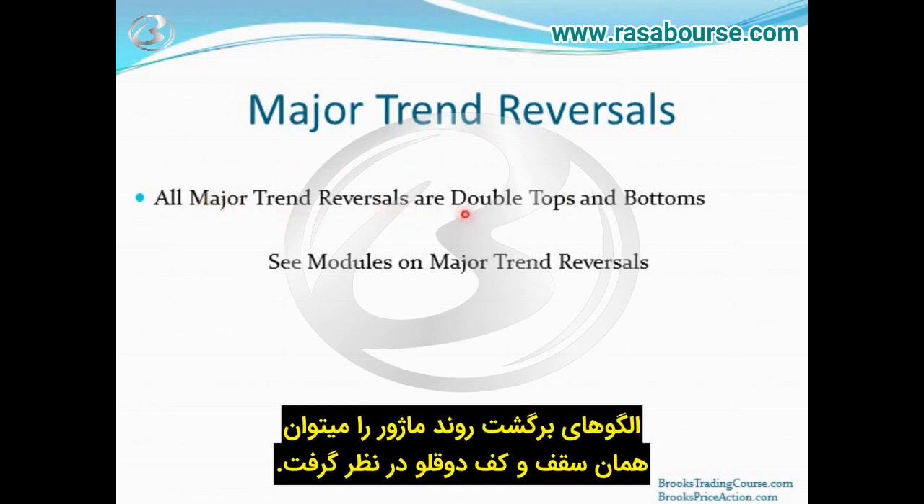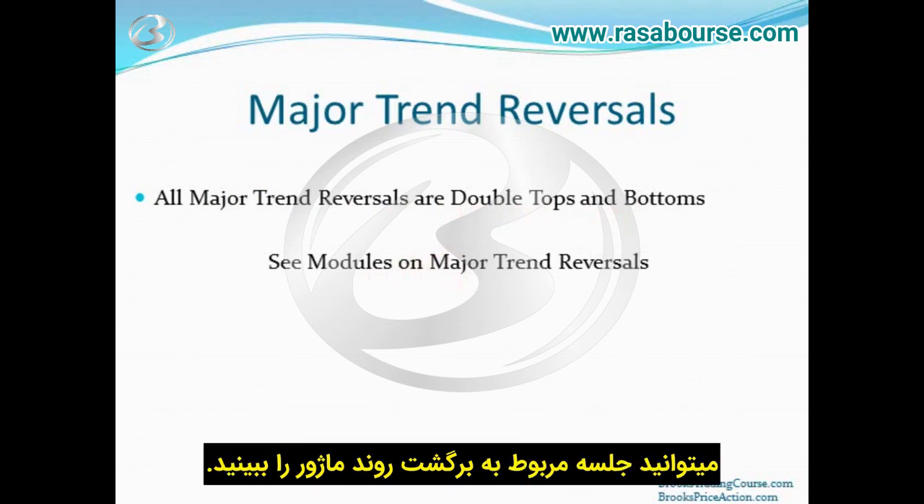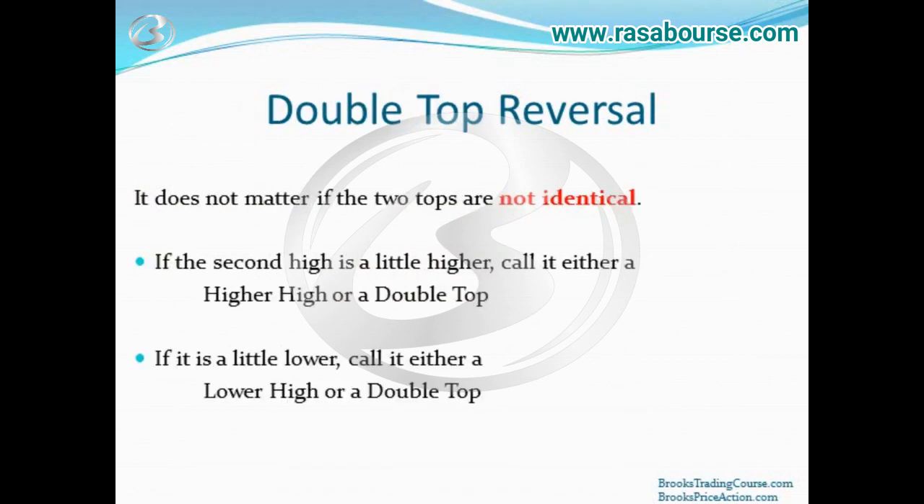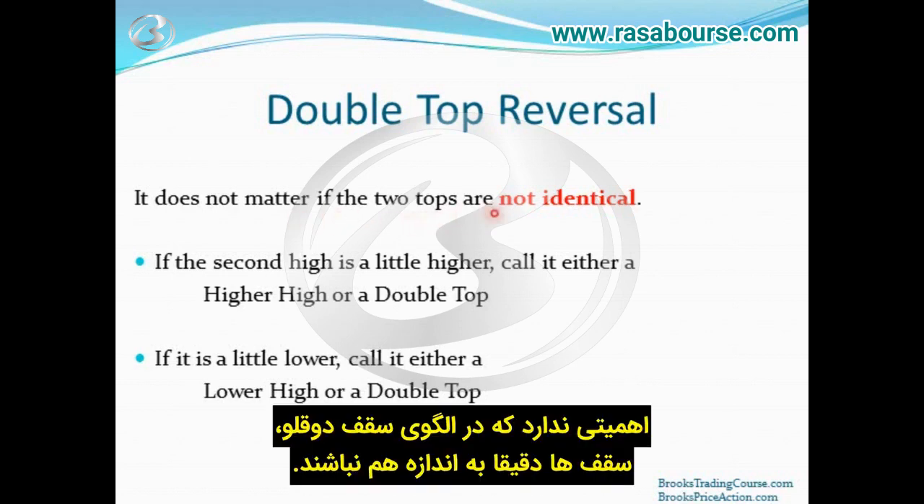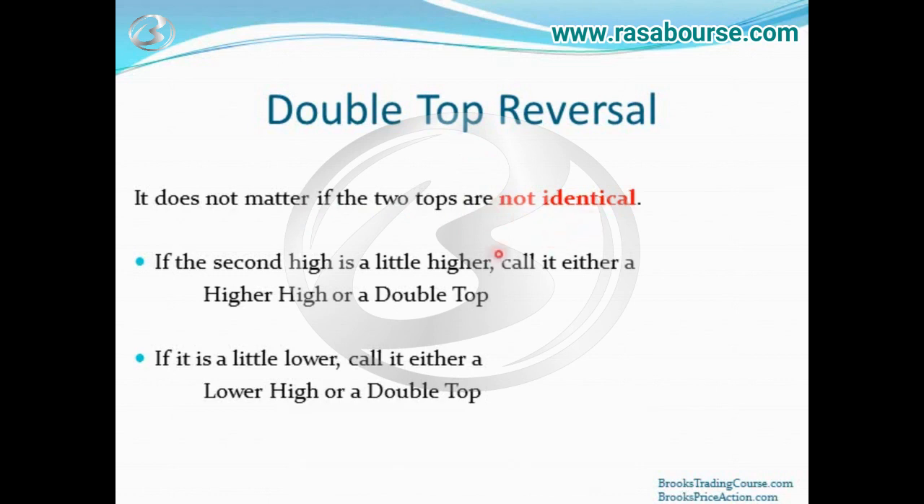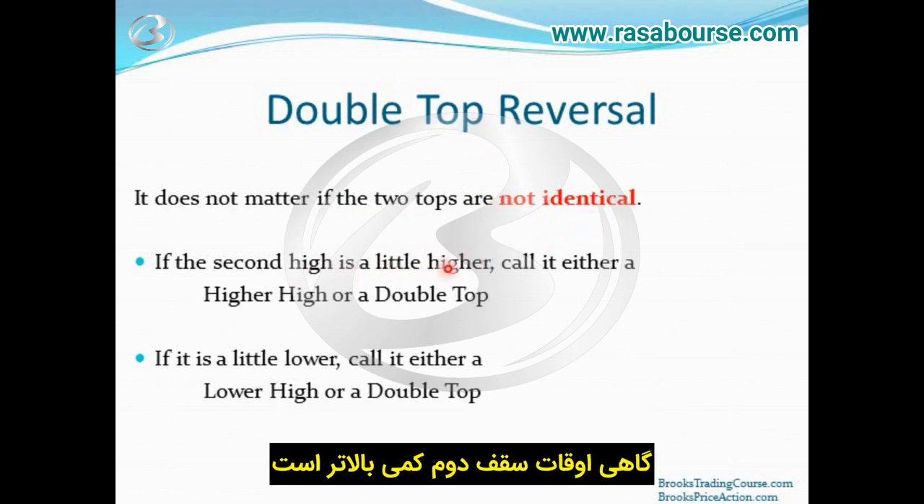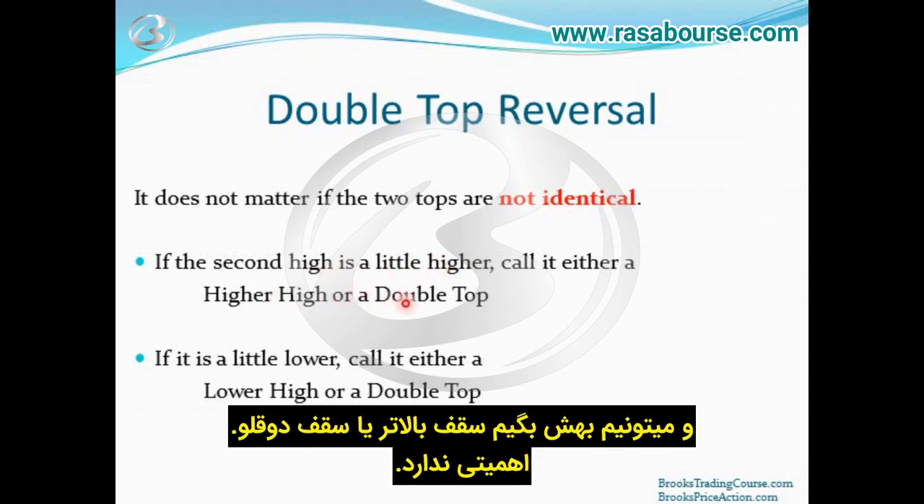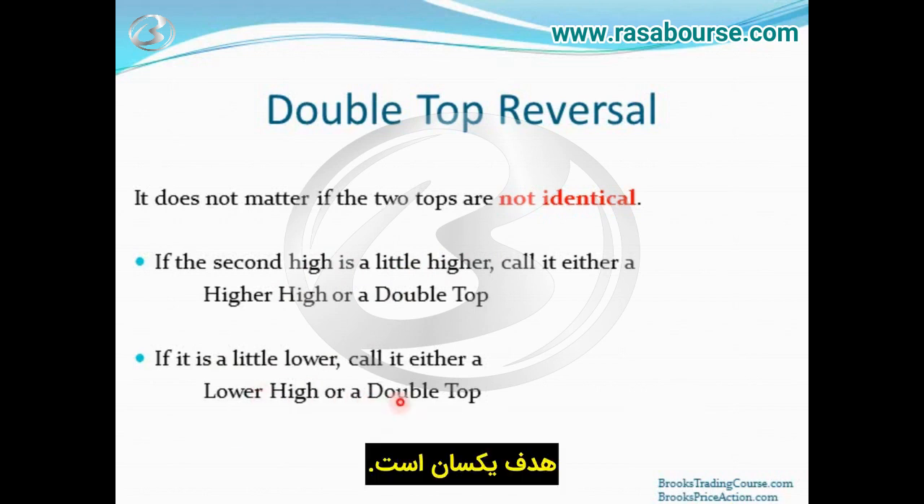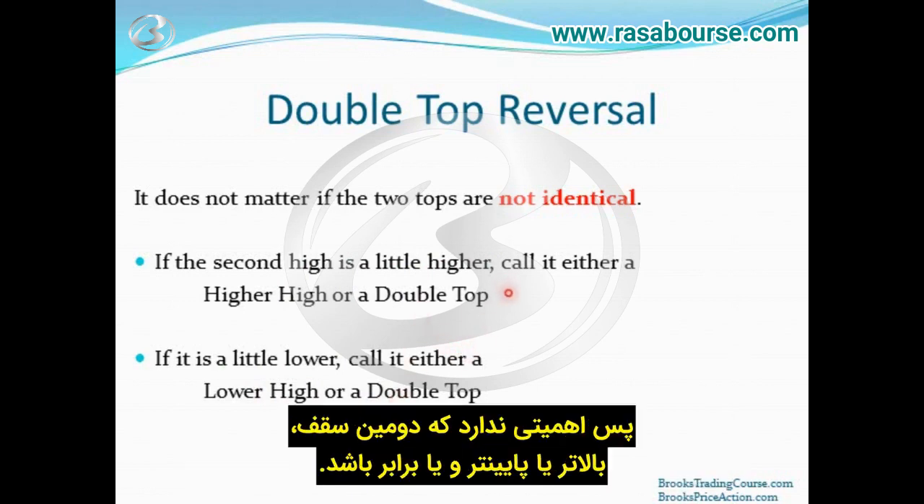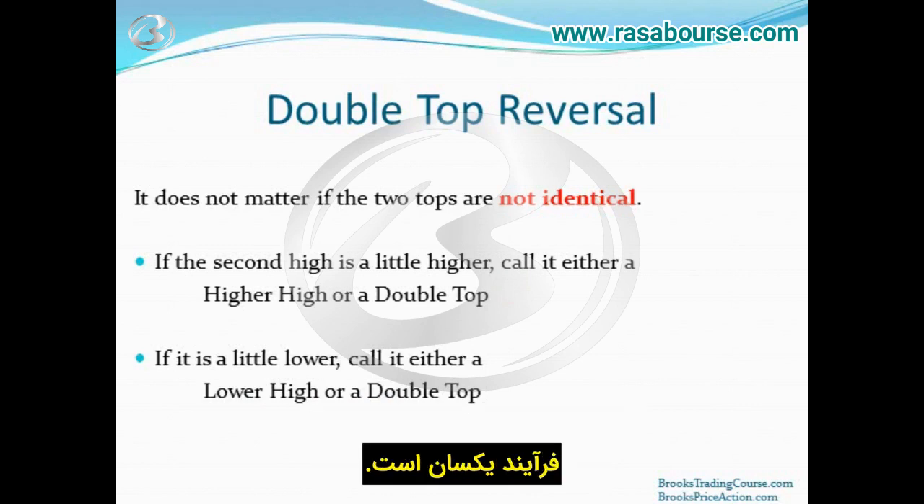Again, all major trend reversals can be thought of as double tops and bottoms. You can look at the module on major trend reversals. It does not matter that the two tops in a double top reversal are not identical. Sometimes the second high is a little higher, and you can call it a higher high or a double top, doesn't matter. If it's a little lower, you can call it a lower high or a double top. Again, it doesn't matter. The idea is the same. The market's making two attempts to go up. It doesn't matter whether the second attempt is above or at or below the first attempt. The process is the same.